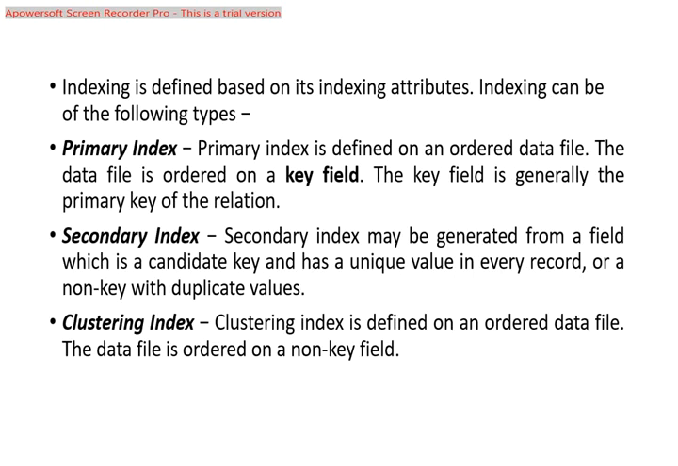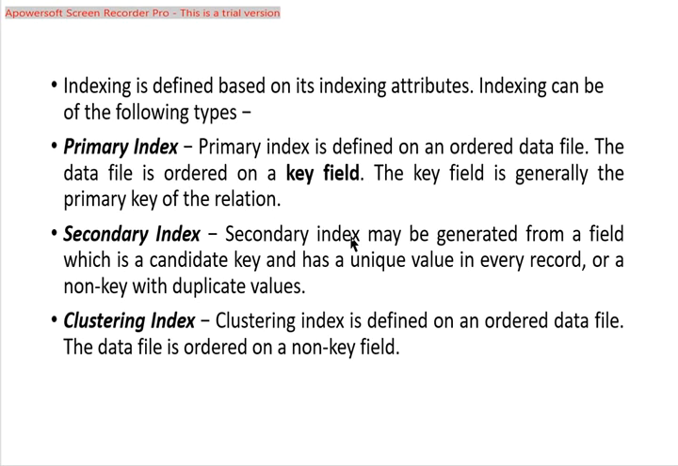Now we move further. So now we go on to the types of indexing. Indexing is defined based on the indexing attributes. Attributes are nothing but just the properties. Indexing can be of the following types. Here we see the three types, which are primary index, secondary index and clustering index. Clustering index is the one which you might find new. So primary index is simple.